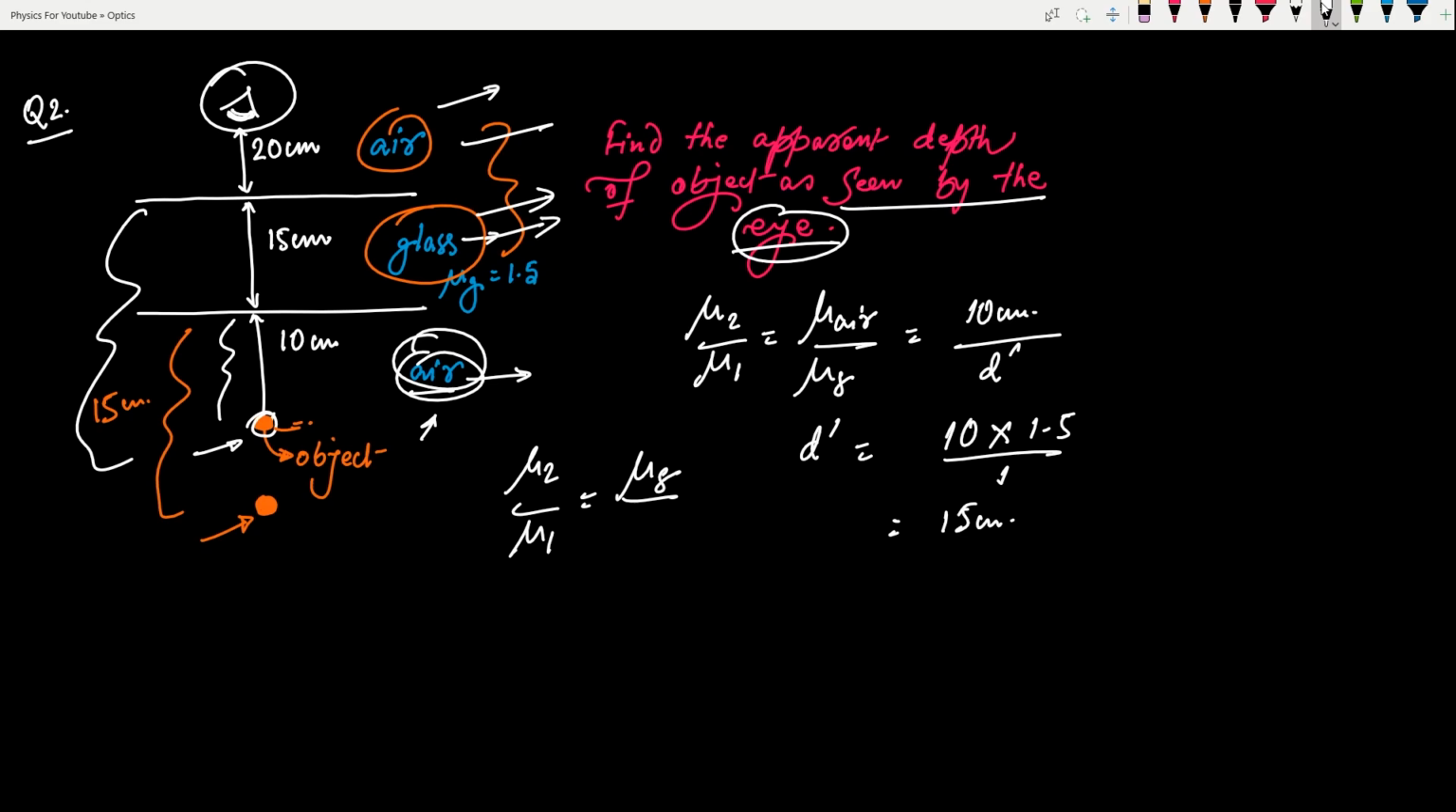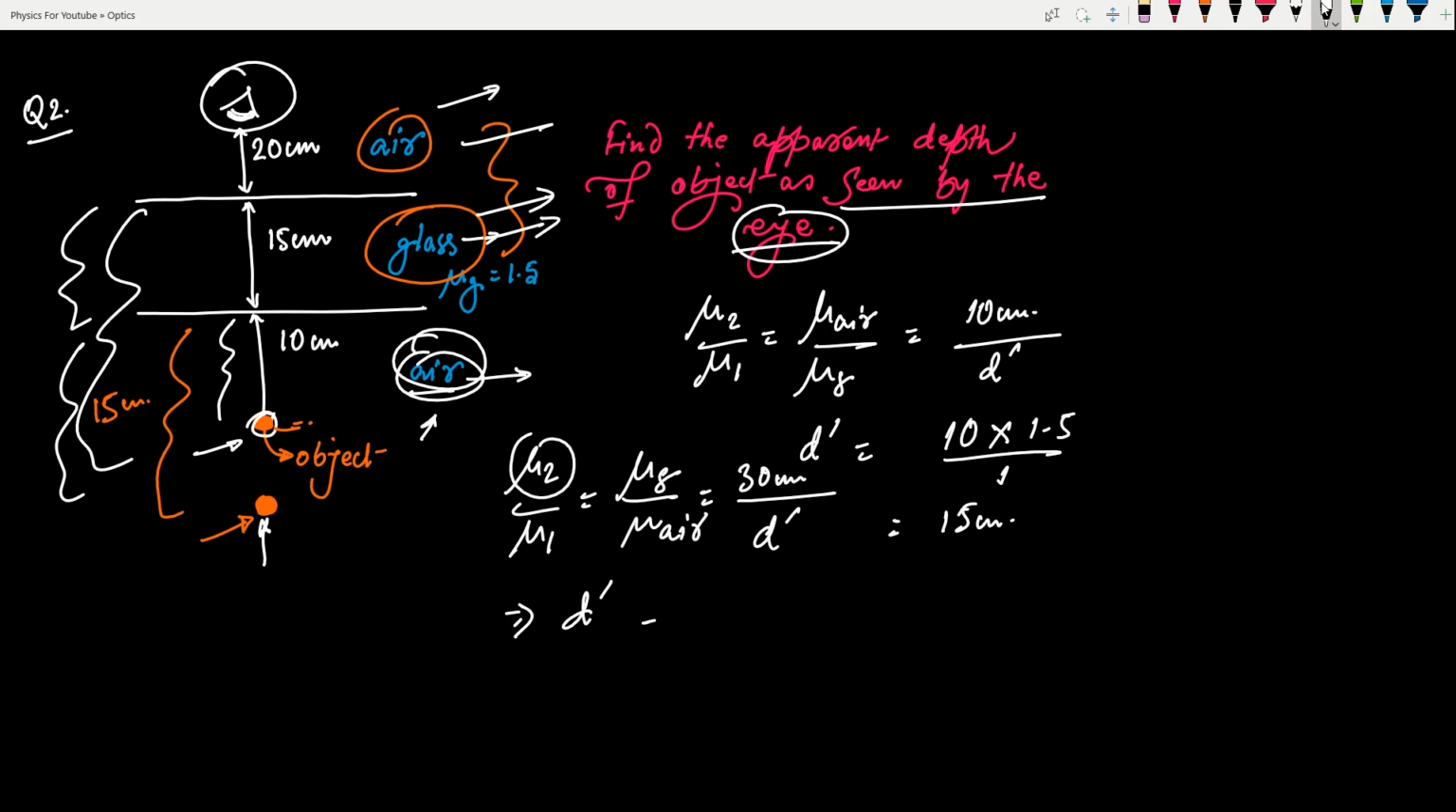Only two media, we play with two media, not three. Therefore mu2 by mu1: mu2 will be the refractive index of glass, because the object is kept in the medium of glass, and this object is actually the virtual object for this combination. And mu1 will be the refractive index of air, which is real depth by apparent depth. Now the real depth will be 15 centimeter and this is again 15 centimeter. So 15 plus 15 is 30. So we can write real depth is 30 centimeter and the apparent depth we need to find out.